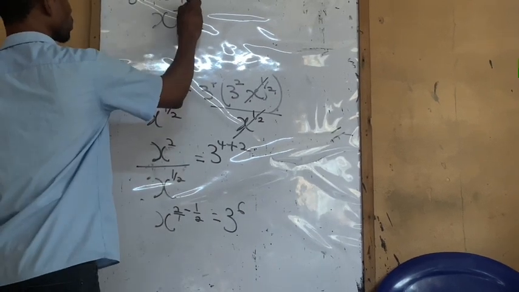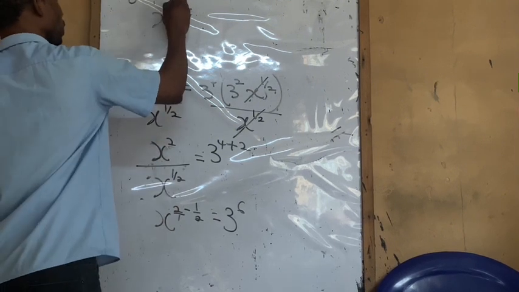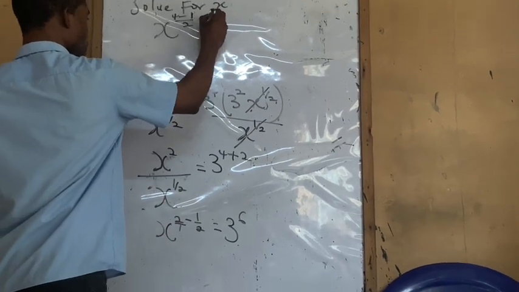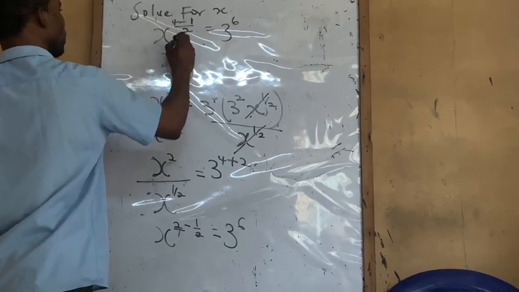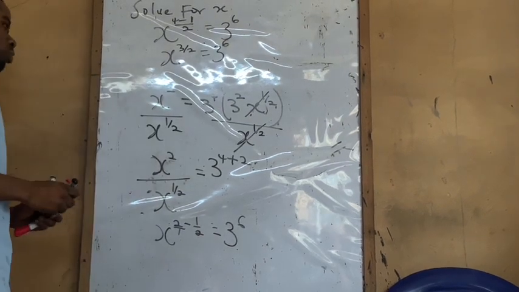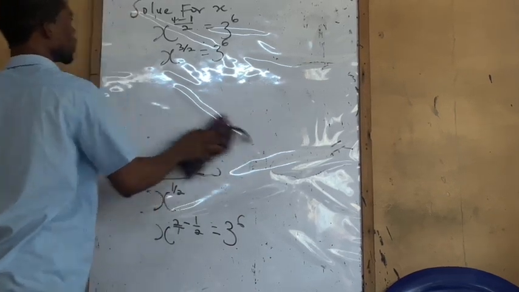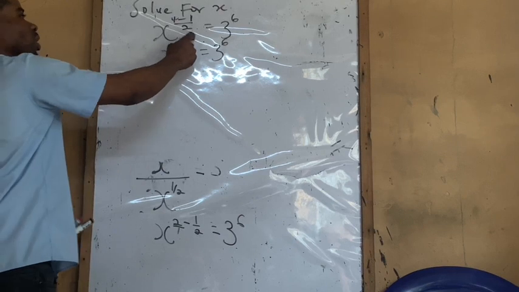2 in 1, 2 times 2, that is 4. Minus 2 in 2, 1, that is 1. Equals 3 raised to power 6. That is x to the power 4 minus 1, that is 3 all over 2 equals 3 raised to power 6. So I told you in our previous one that when you experience this kind in mathematics, you take the inverse of this and you also use it for the other side.